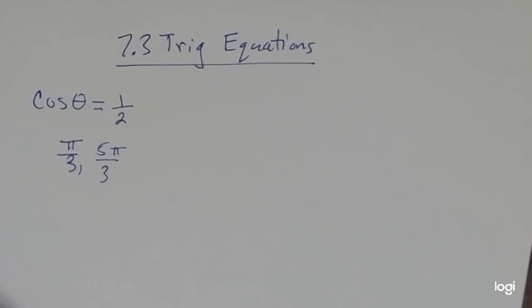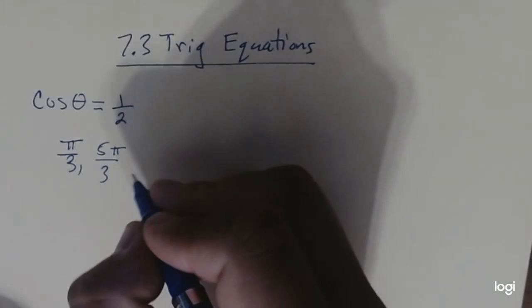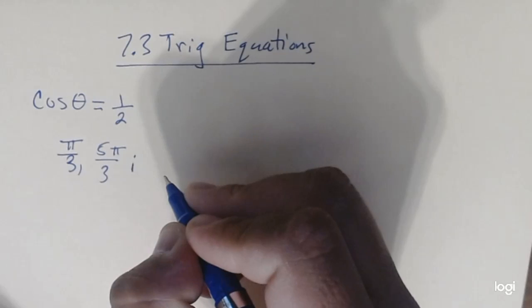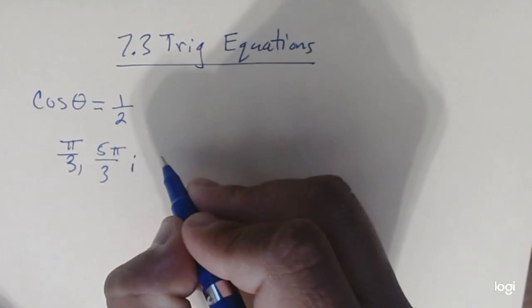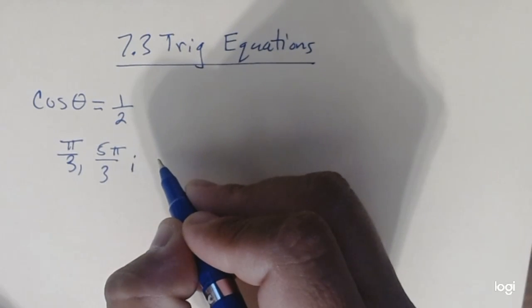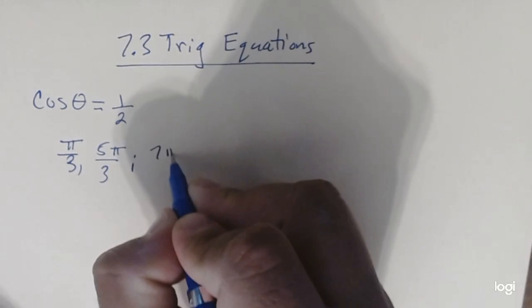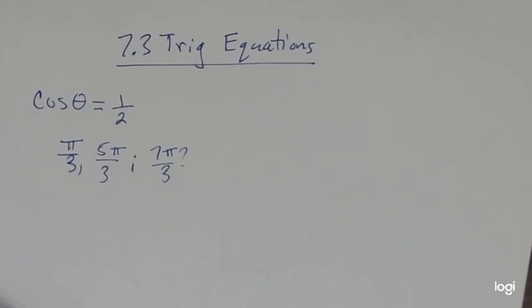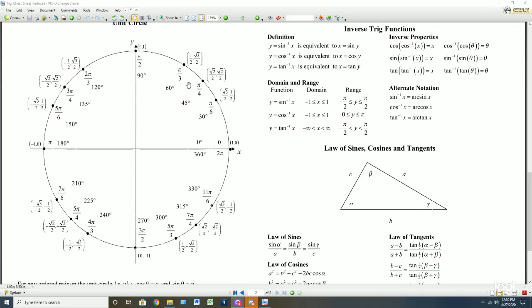However, that's actually not completely true. For instance, what if we go a little further? For example, what about 7 pi over 3? Does that work as well? We talked about this earlier, how to find cosine of 7 pi over 3. That means you're going around the unit circle once, all the way around, and the leftover is pi over 3, which is right there again.